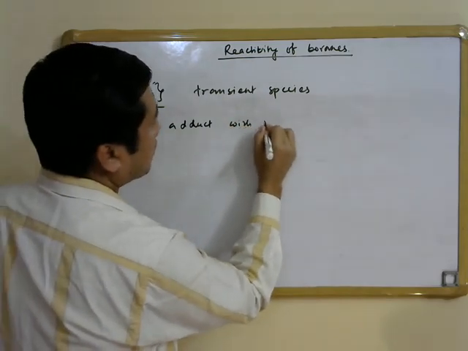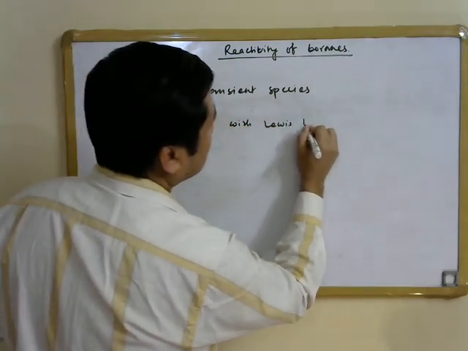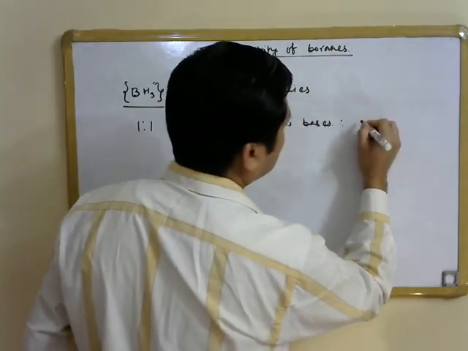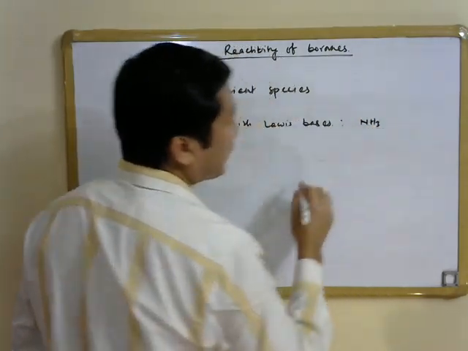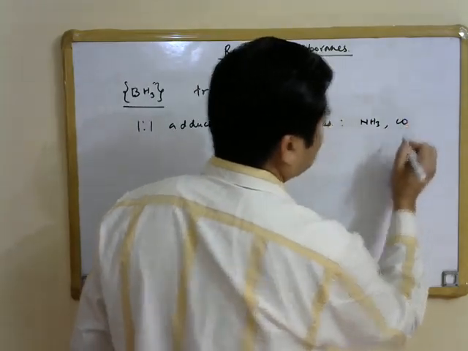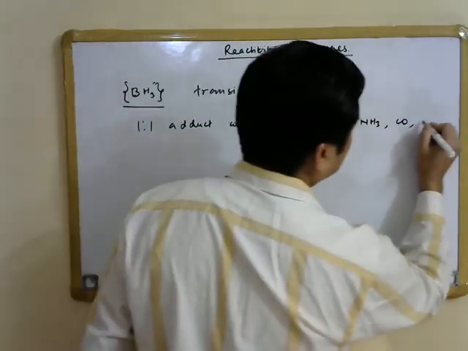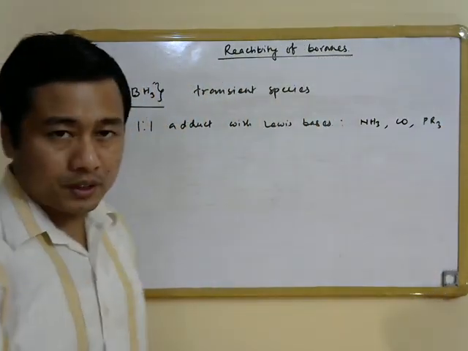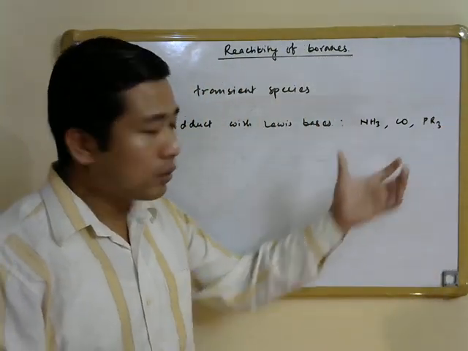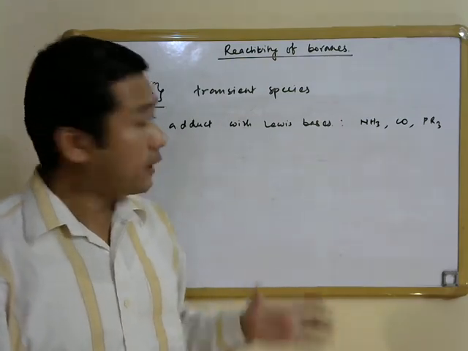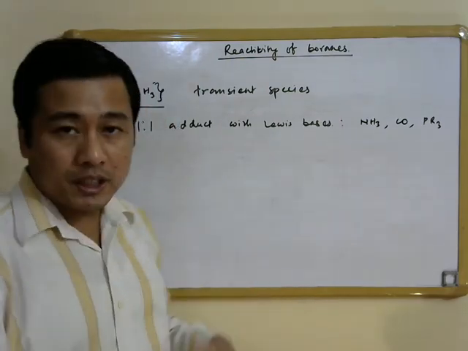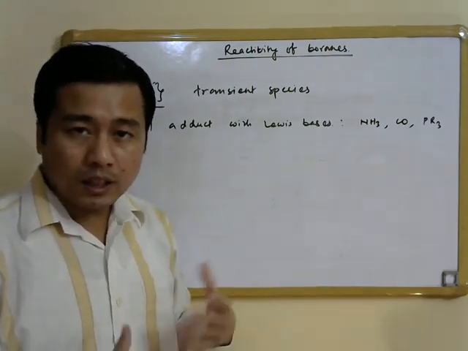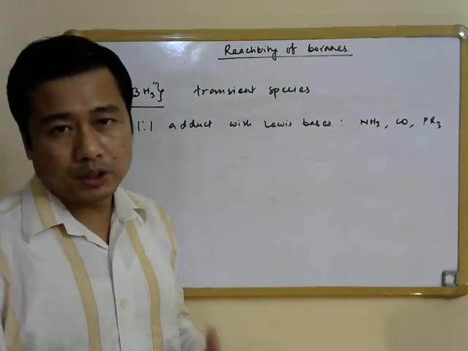with Lewis bases. Examples of Lewis bases we know are ammonia, or say for example carbon monoxide is also a Lewis base, and phosphines are Lewis bases. So these sorts of molecules which are Lewis bases are going to form 1:1 adducts with BH3, and these adducts are quite stable at times, and that is how one can trap the BH3 molecule.